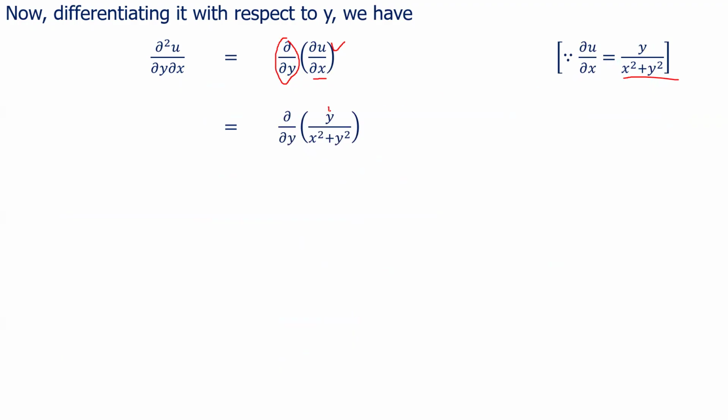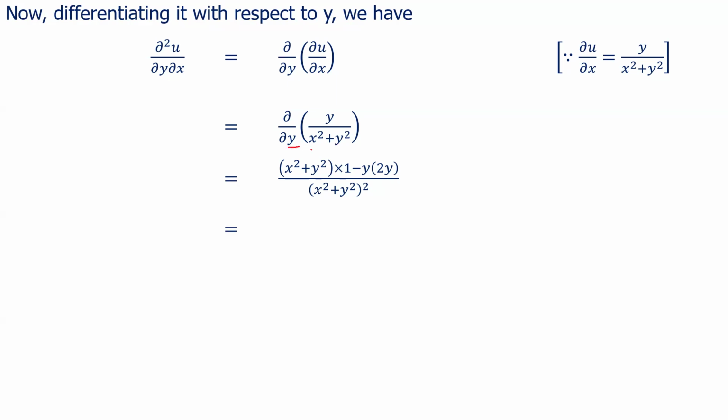Now here, since numerator and denominator both are functions of y, we have to apply the division rule. According to the division rule, denominator times the derivative of y with respect to y, which is 1, minus numerator, which is y, times the partial derivative of the denominator. So the derivative of x square with respect to y is 0, and the derivative of y square with respect to y is 2y. Right, so this is the partial derivative of y upon x square plus y square with respect to y.